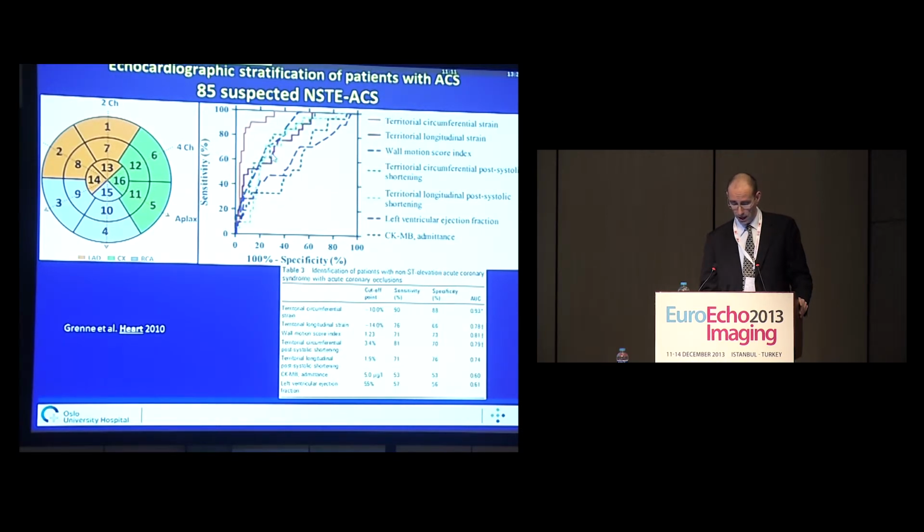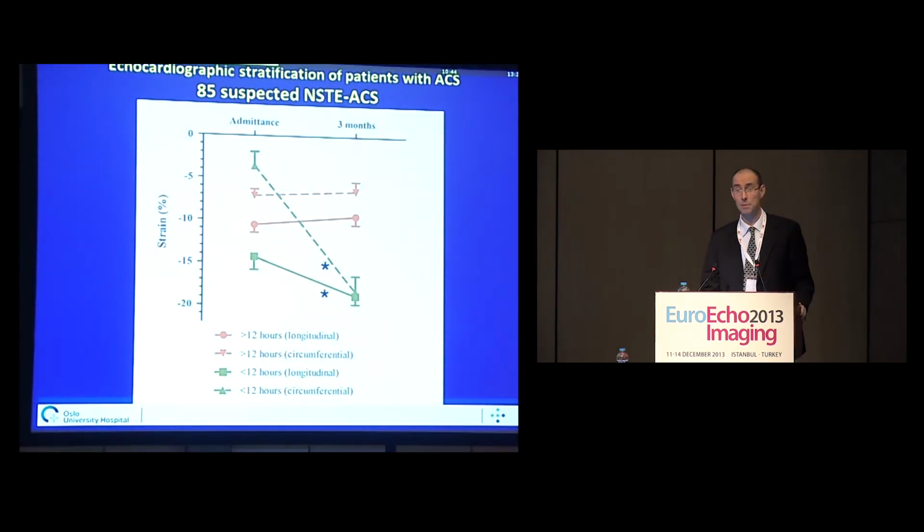Again, to the right, we have an ROC curve analysis set to identify patients with coronary artery occlusion. And in this study, territorial circumferential strain had an impressive sensitivity and specificity around 90%, while the other, traditional parameters were not that useful.